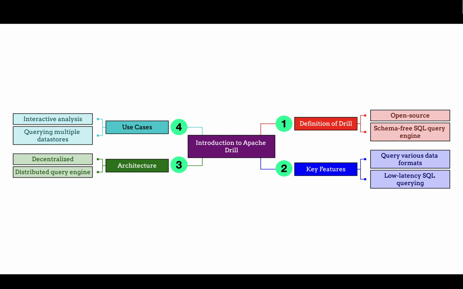4. Use cases. Apache Drill is used in scenarios that require interactive analysis across multiple data stores, such as querying data from HDFS, HBase, MongoDB, and cloud storage simultaneously. It's suitable for data exploration, BI analytics, and ad hoc querying.